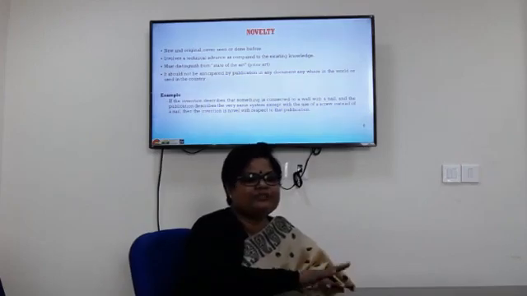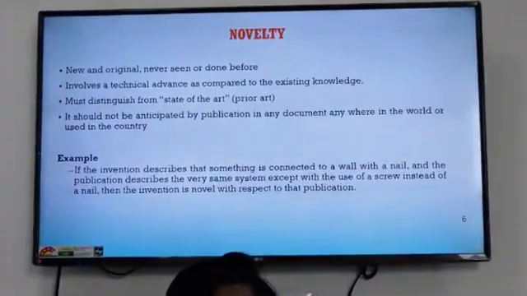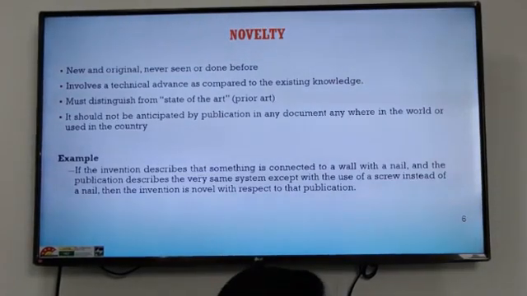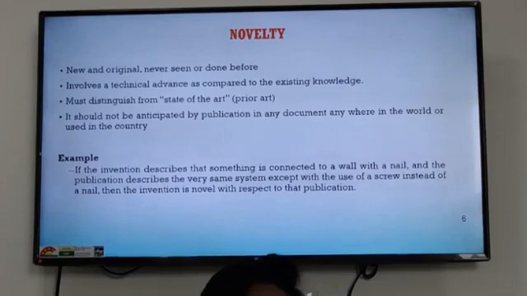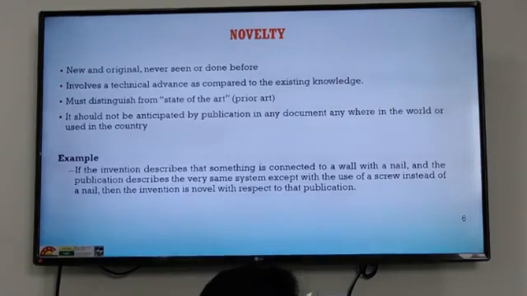So in other words, if your invention, for example, is describing something that is connected to the wall with a nail, and the publication describes the very same system, but it says that there is a screw instead of a nail, or it has double-sided tape instead of a nail, then as far as your invention is concerned, it is novel with respect to that publication.